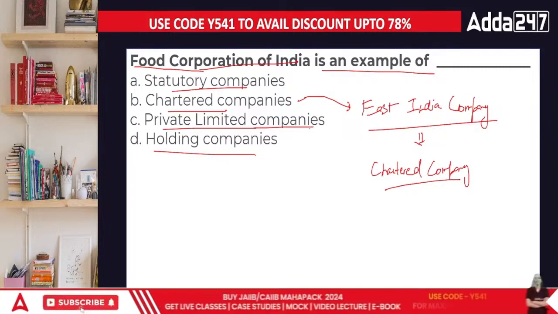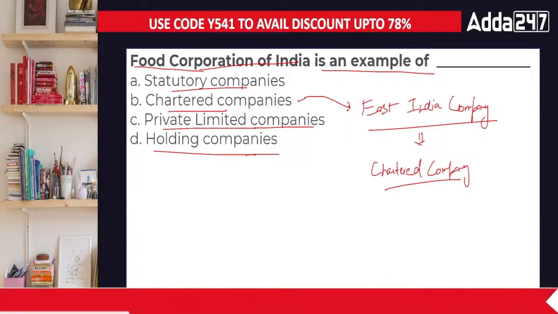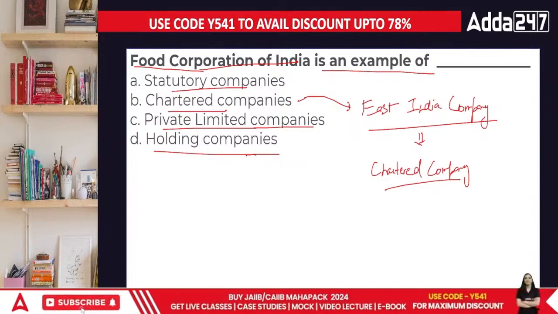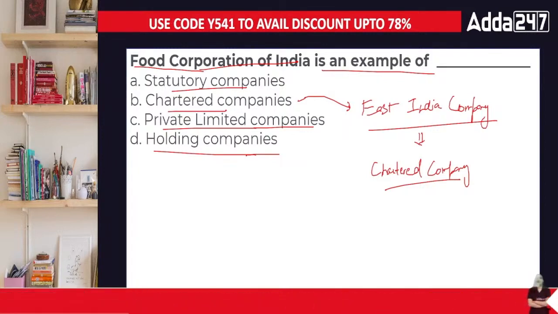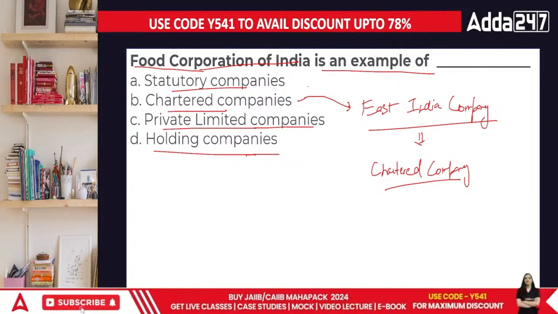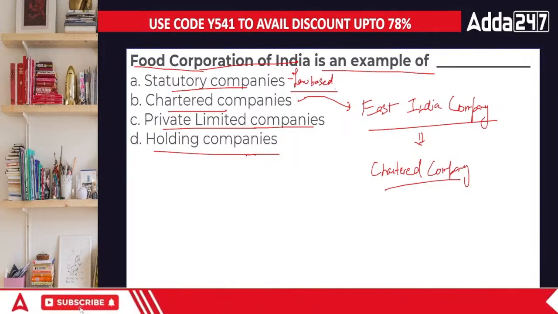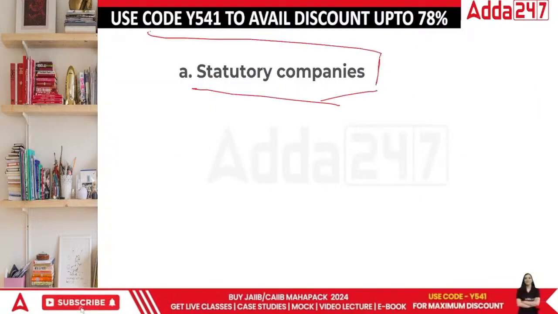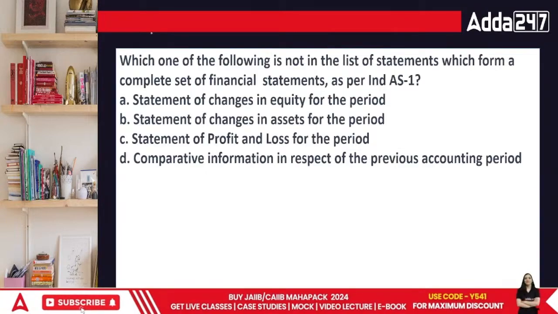It's not a private company. It is not owned by the general public. It's not a holding company. It is not holding any other company. Matlab, it doesn't have control over any other organization. Then let's talk about statutory company. Statutory or statute based companies are those companies which are law based. ठीक है ना? These are law based. The law prepared this company, and its power is derived from the law itself, right?